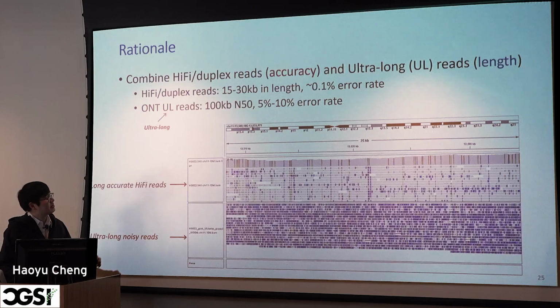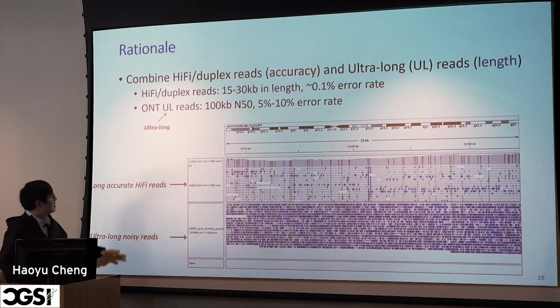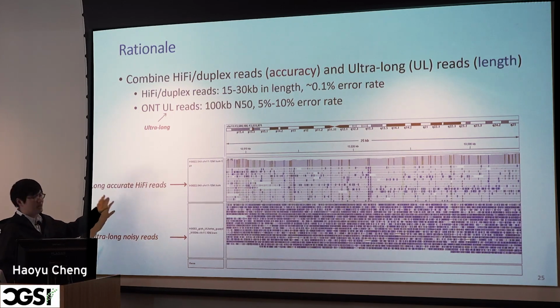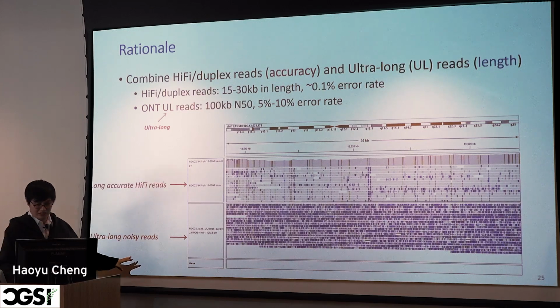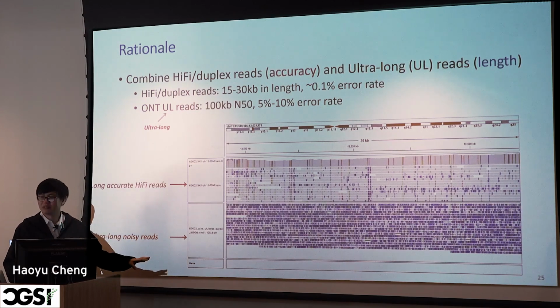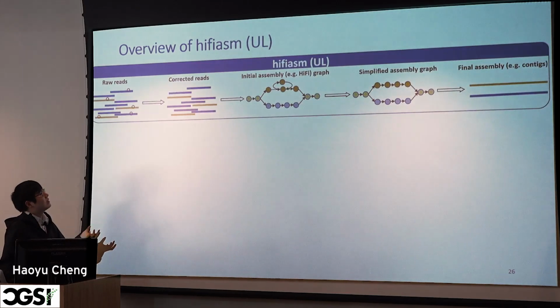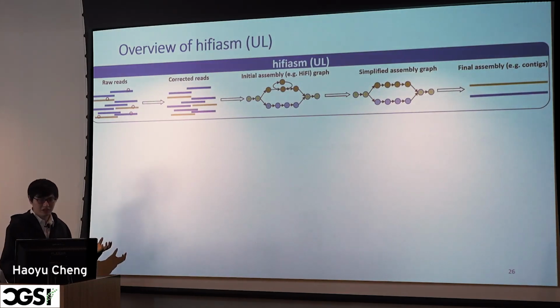Specifically, if we look at the IGV screenshot I'm showing here, on the top track I'm showing the PacBio HiFi read alignment result. On the bottom track, we see the ultra-long Nanopore read alignment result. We see that the ultra-long reads have many more sequence errors than the PacBio HiFi reads. But in practice, these ultra-long reads are ten times or more than ten times longer than the HiFi reads, so we could combine both of them to achieve a better result. Here I'm showing the result of hifiasm UL. It's just a workflow overview.